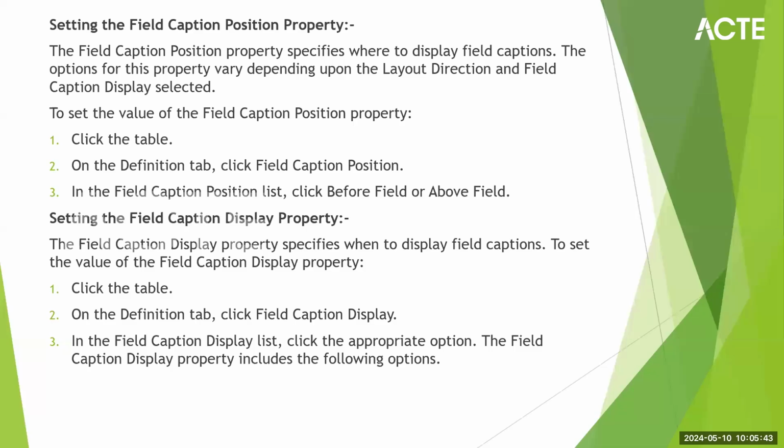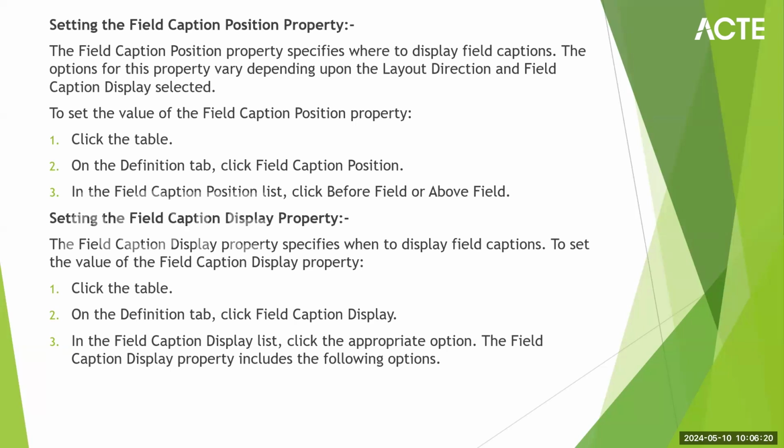Setting the field caption position property. This is for the caption you want to display for that particular table. If you want that caption to be displayed at the left corner of the table, or center, or right corner, or below the table, above the table, those things are done in this position property. How do you do it? Click the table, on the definition tab click field caption position. In the field caption position list, click before field or above field.